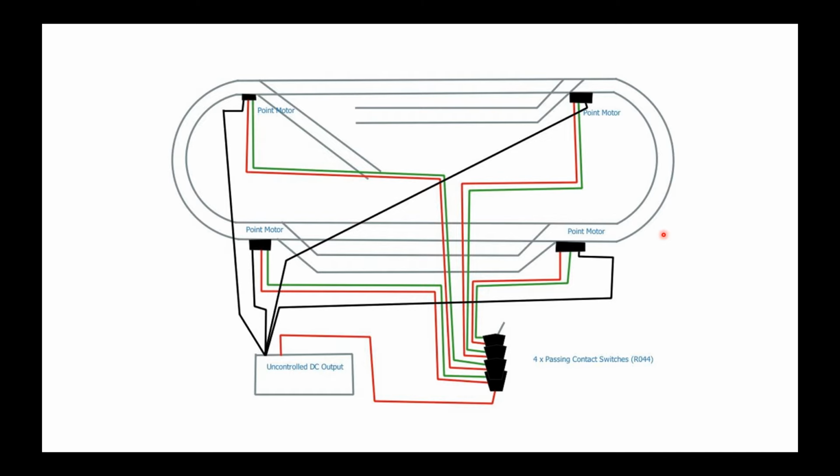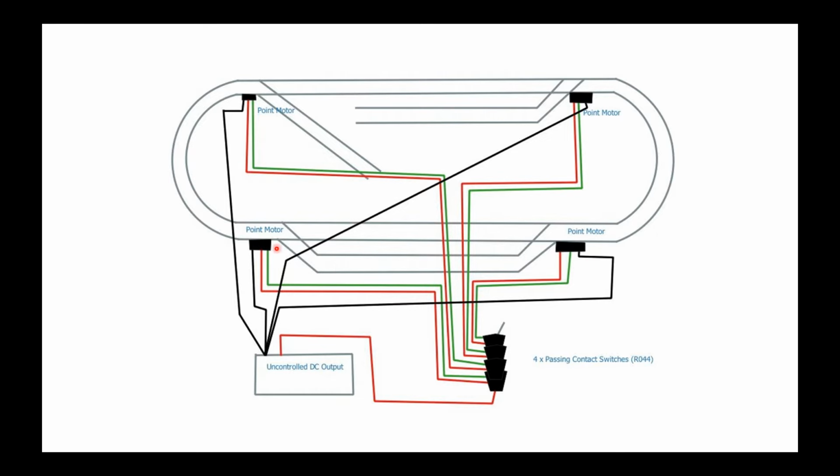But what if you've got four points in your layout or more? You could have multiple. I've got, I think, 14 points in my layout. So how do you wire this? Well, the obvious thing you might think to do is something like this.